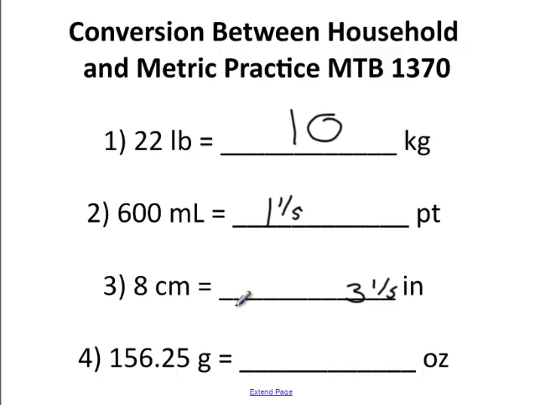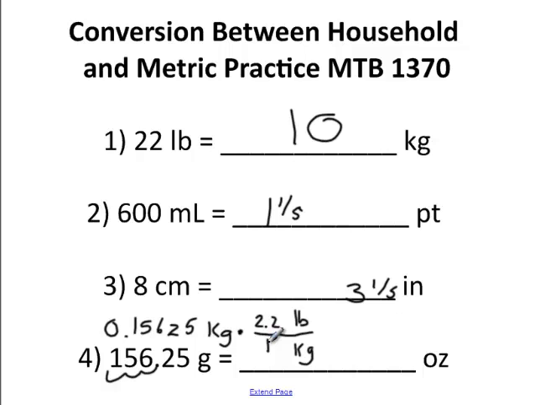Now, when we're converting grams to kilograms, we would divide by 1,000. So if we divide by 1,000, we get 0.15625 kilograms. Now, if we want to convert that to pounds, we got to times that by a unit fraction with kilograms on bottom and pounds on top. And there are 2.2 pounds for every 1 kilogram.